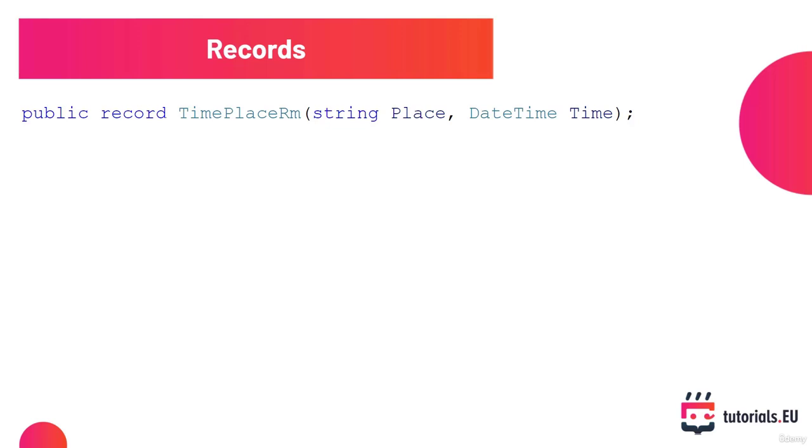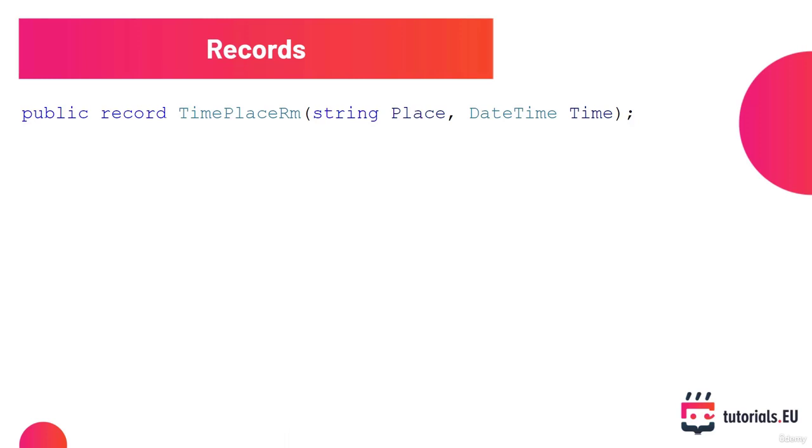Now we need to do nearly the same thing on the ASP backend side. You are familiar with C#, but there is a pretty new type which is called record. So instead of creating a class called time place read model, we will now create a record. The difference is that records are immutable data structures, so once we have created an instance of that record, you cannot change any fields.